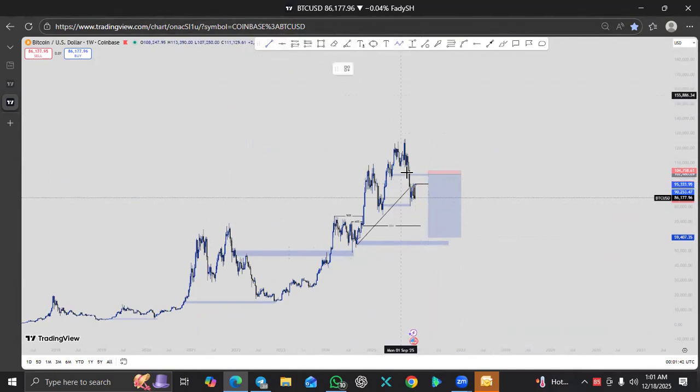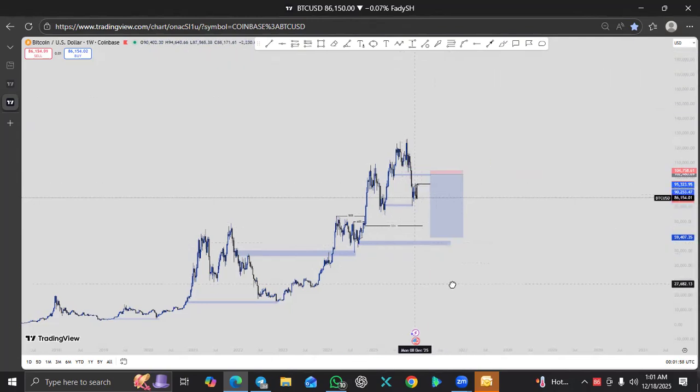So what I'm expecting now is for price to retest back here, then do something like this. Then give me a new all-time high in Bitcoin, the main all-time high on Bitcoin. So that's what I'm expecting. But let me show you how I got my setup.